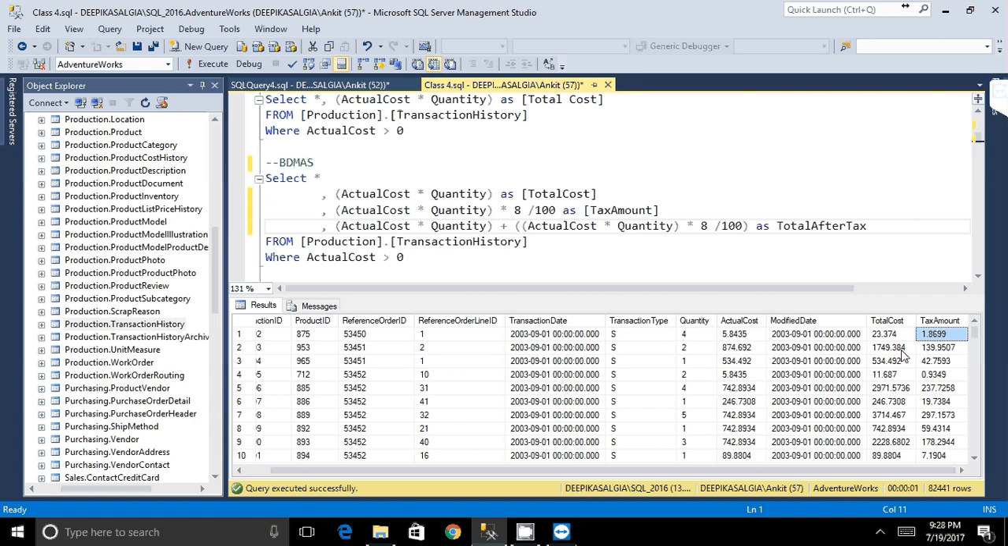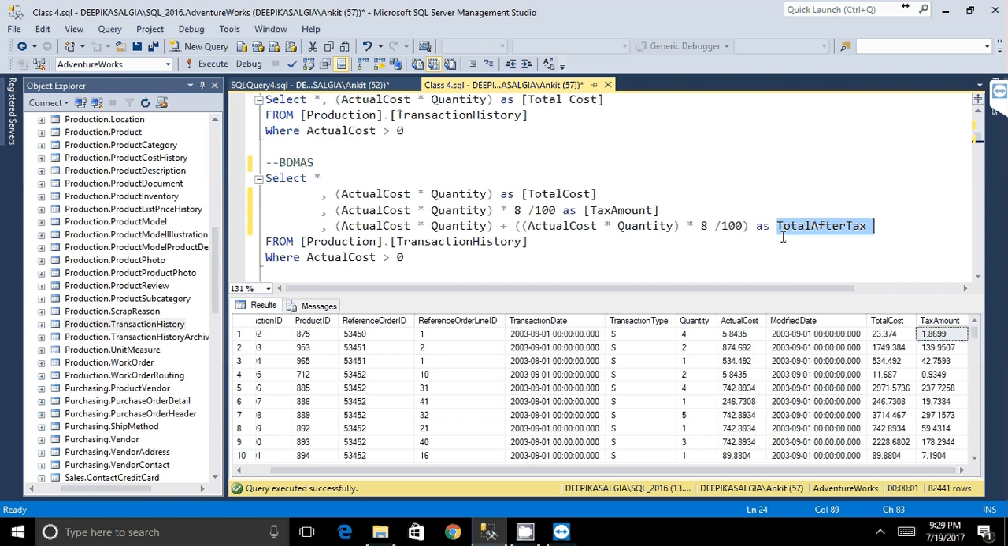You have to sum these two columns up, but can you sum up total cost and the tax amount? No, you cannot sum up because both are derived columns. So what you have to do is take the first expression, then say addition, and then say whatever the 8%. So you do it this way. This is your first column, this is your second derived column, and you add those two together, which will give you total after tax.